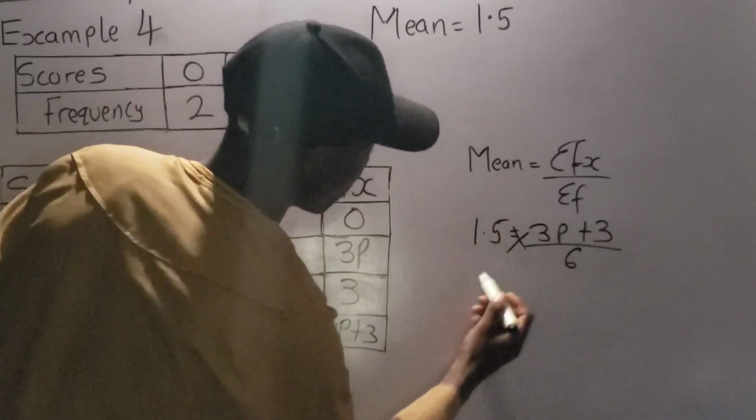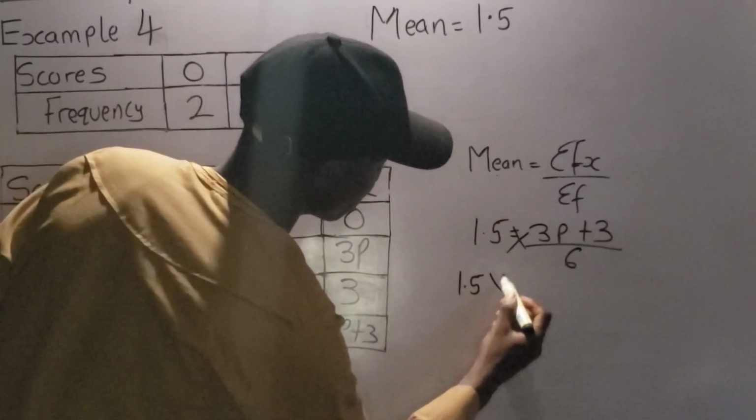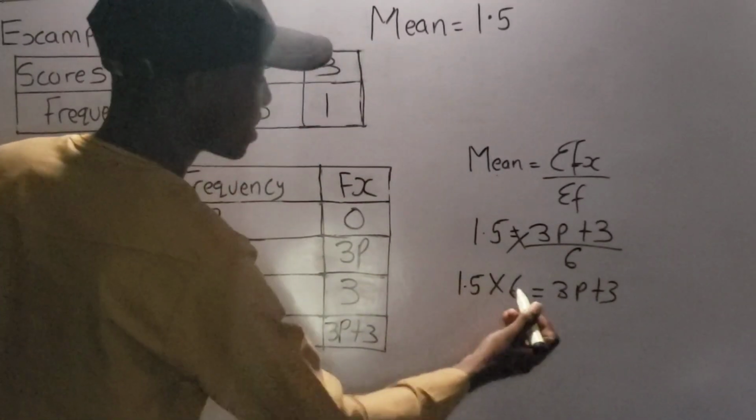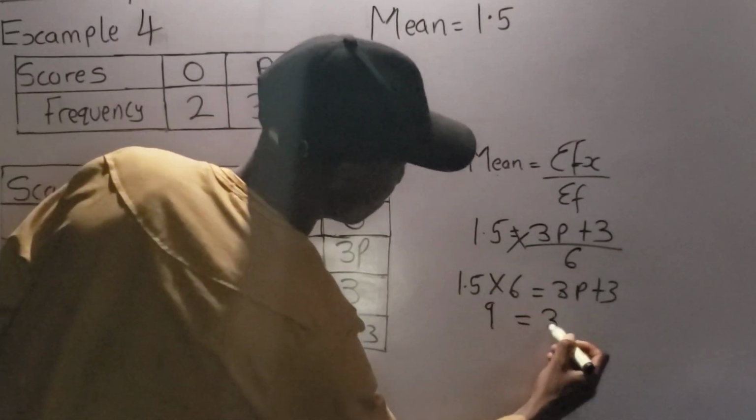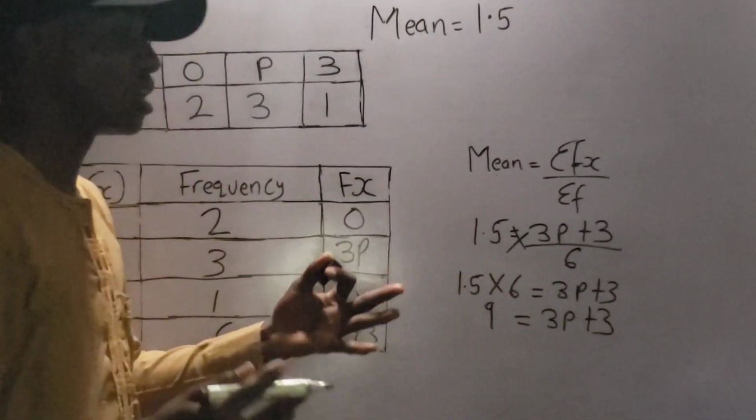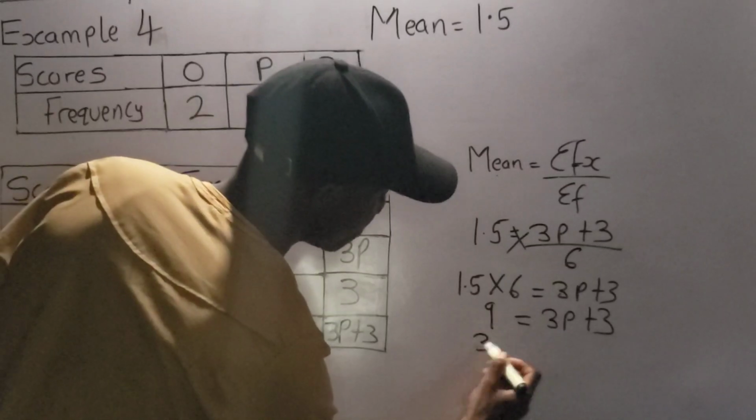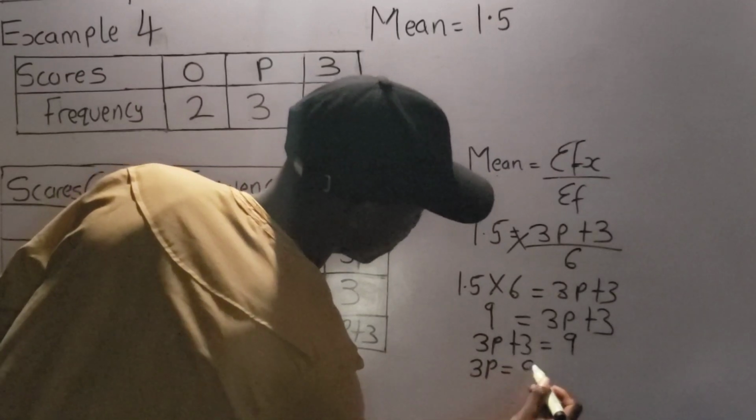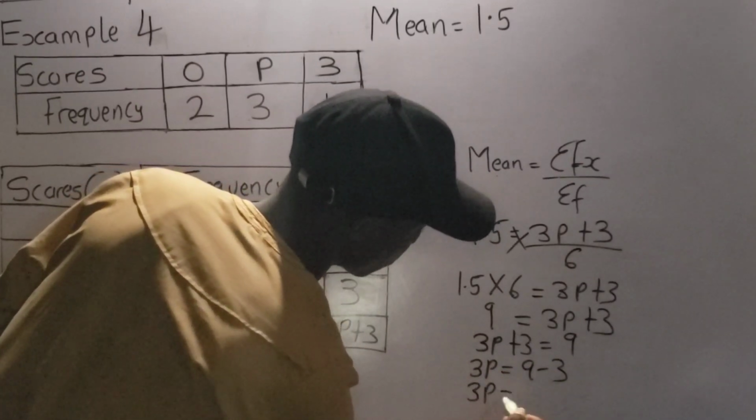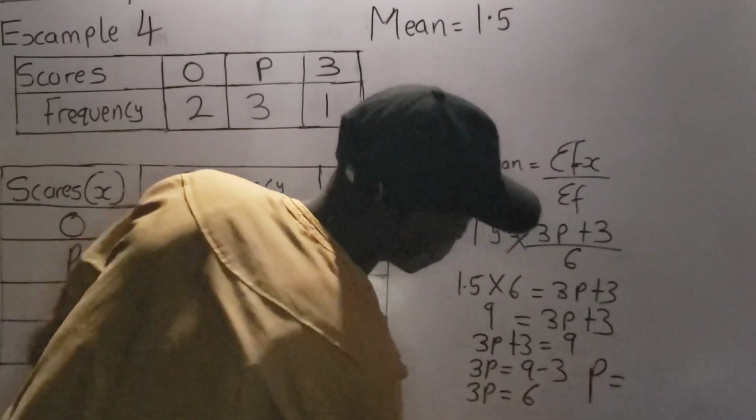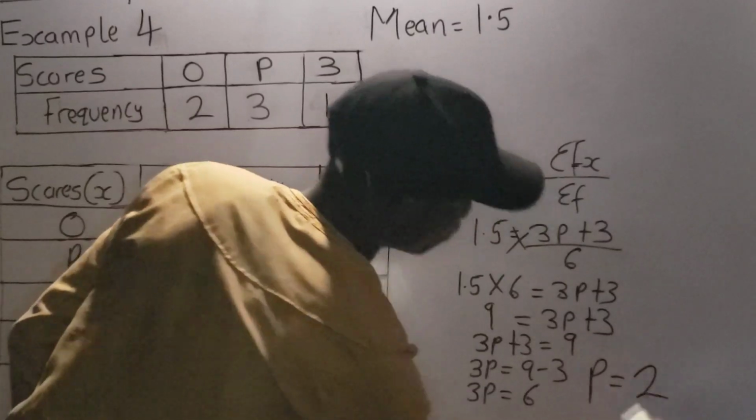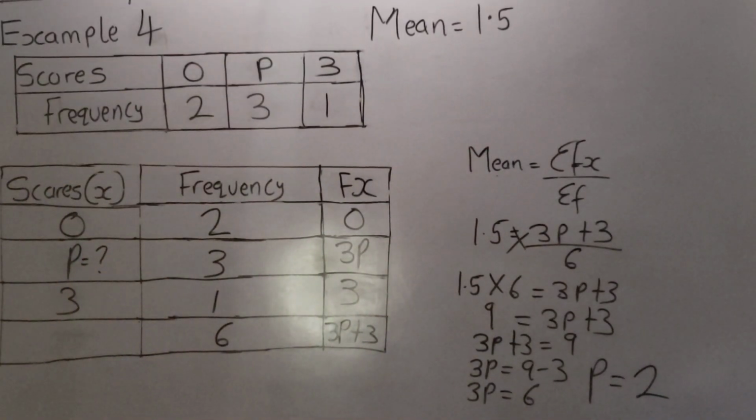If you cross multiply, we are going to have 1.5 multiplied by 6 is equal to 3p plus 3. 1.5 multiplied by 6 is 9. So 9 is equal to 3p plus 3. By transposition, 3p is equal to 9 minus 3. 3p is equal to 6. So p is equal to 6 divided by 3, p is equal to 2. So the value of p for this frequency distribution is 2.